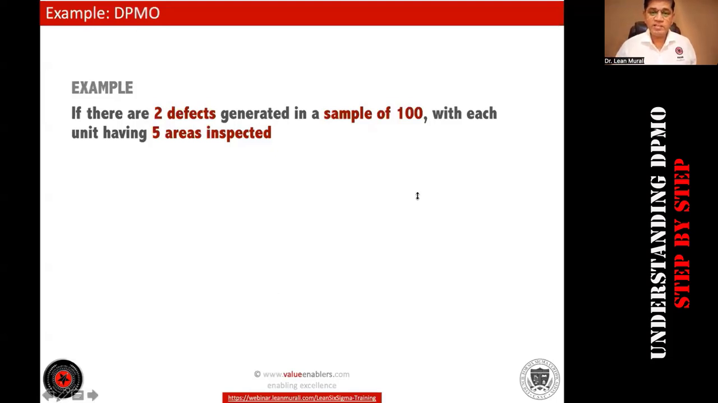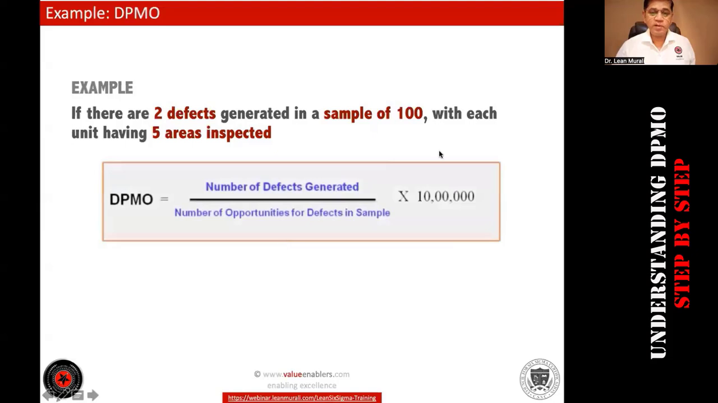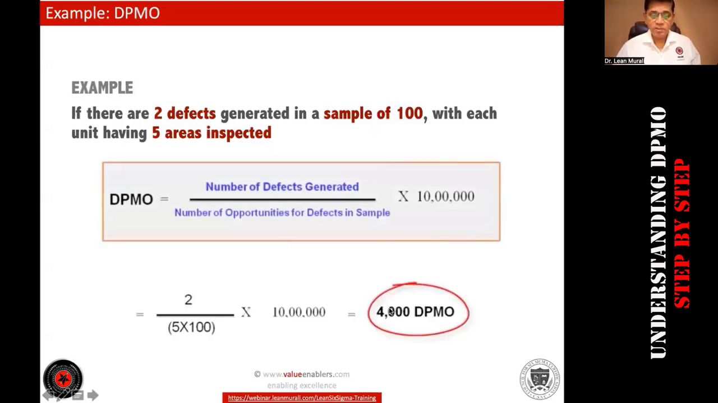Is this super clear? Give me a 9 or 10 if it is super clear. So 4,000 is the DPMO. Okay, 4,000 is the defects per million opportunities.